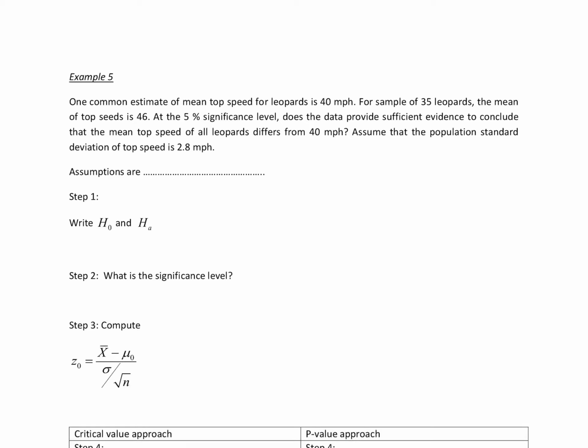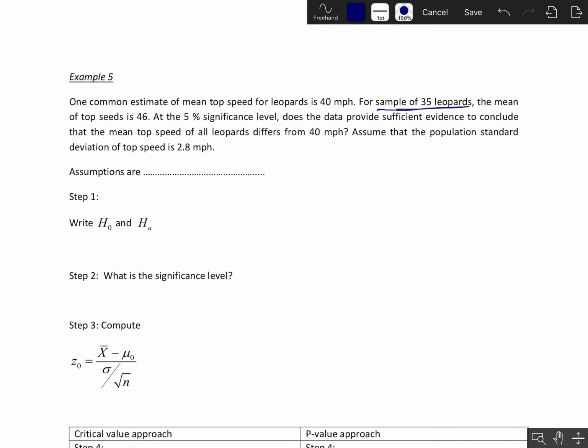So here it says one common estimate for the mean top speed of leopards is 40 miles per hour. In a sample of 35 leopards, the mean top speed is 46. At the 5% significance level, does this data provide sufficient evidence to conclude that the mean top speed for all leopards differs from 40 miles per hour? And we can assume that the population standard deviation is 2.8 miles per hour.